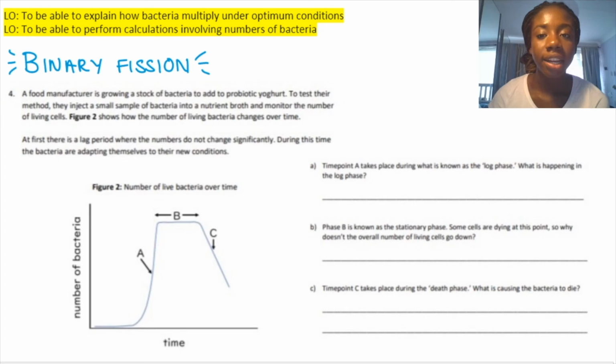This is our second worked example question for binary fission. So in this one, I'm going to ask you to pause the screen for a moment, work through it on your own, and then I will walk you through it.